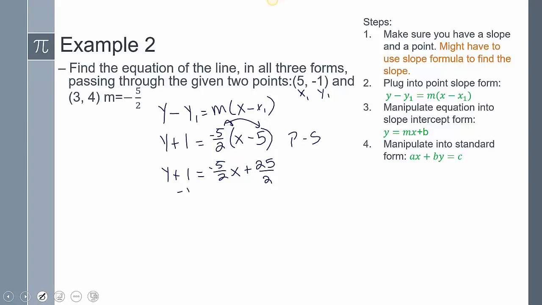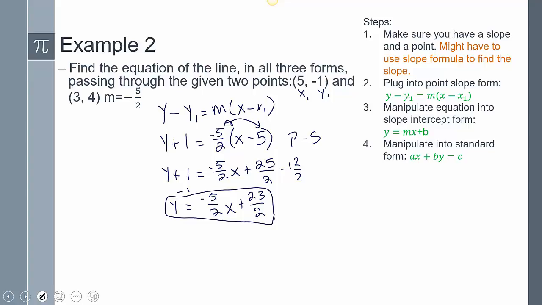And so now I need to subtract the 1. And so I'm going to get y equals -5 halves x. Now, changing that to the same denominator, I'm going to get plus 23 over 2. And so now this right here, this is my y equals mx plus b form.